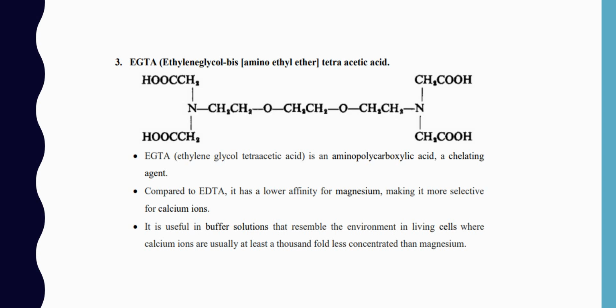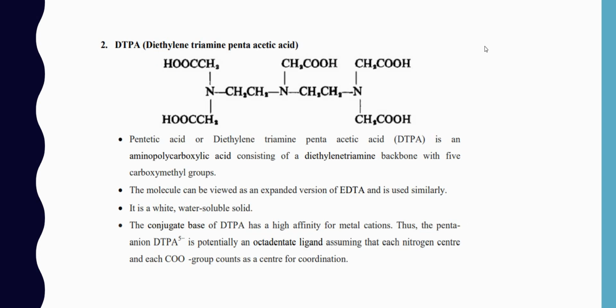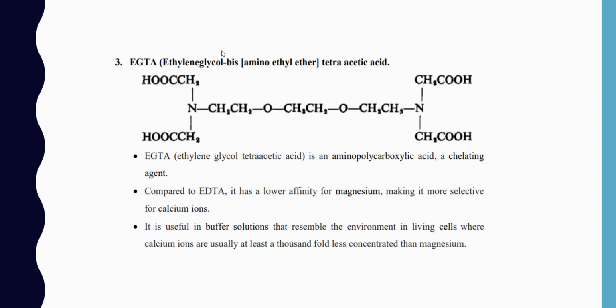Next is EGTA. EGTA is the third complexing agent that we are going to study. EGTA, ethylene glycol bis amino ethyl ether tetraacetic acid. The name is a bit difficult, and this is the structure here. Tetraacetic acid, 1, 2, 3, 4. Ethylene glycol bis amino ethyl ether. Ether groups you can see here, and 2 amino groups you can see here.